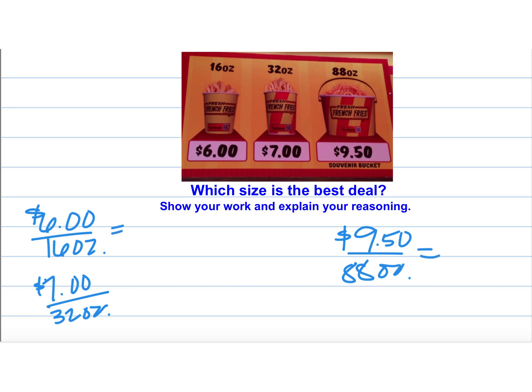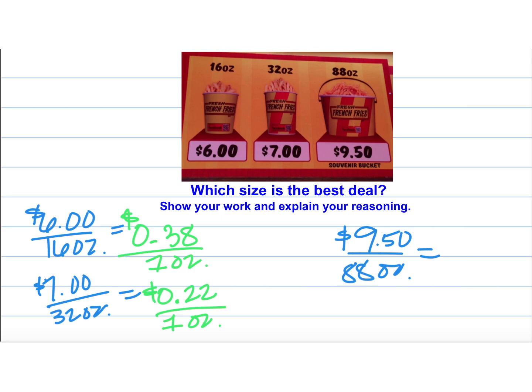So what I'm going to do is take, and I can put it in my calculator, my numerator and divide it by the denominator. So $6 divided by 16, and we're going to round it to the nearest hundredth because it's money, is going to get me 38 cents per ounce. And then if I do $7 divided by 32, I'm going to round that to my nearest hundredth, so I would get 22 cents per ounce.